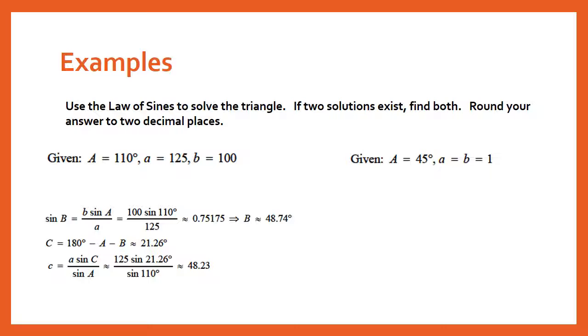So solving for B, we get 48.74 degrees. Angle C is 21.26 degrees, which gives us 48.23 for side C.